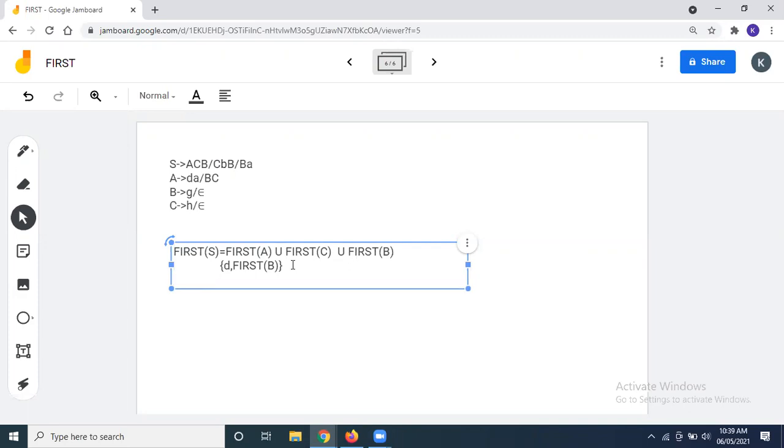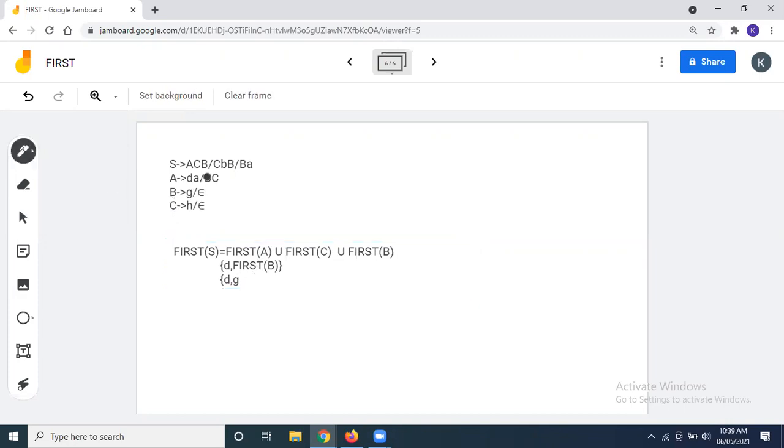Okay, first of B. So what is it here now? We have here D, right? And what we have first of B is G. But even B derives epsilon also. So whenever we have B derives epsilon, we have to remove this and put epsilon there. So when you put epsilon there, what do we have here? C. Okay, so when you put epsilon there, we will get capital C.